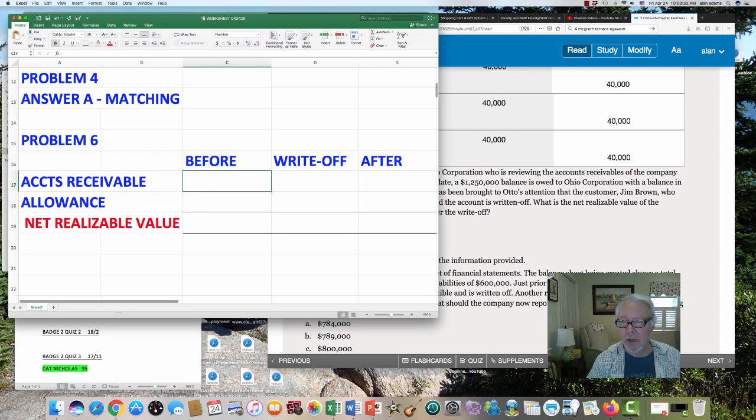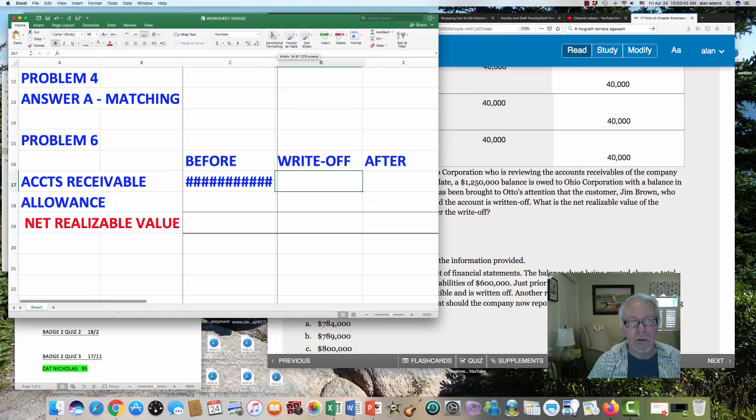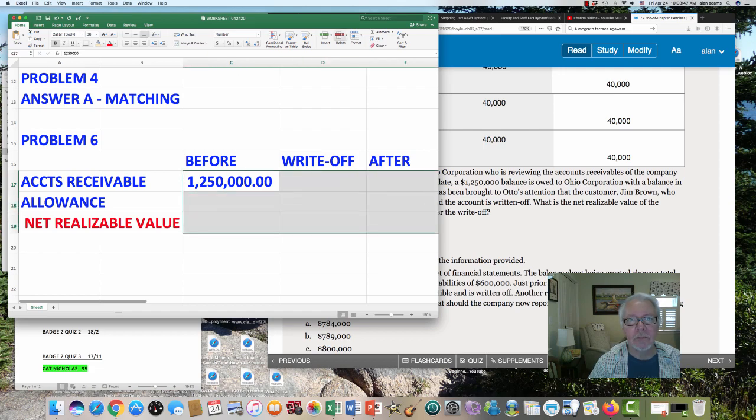All right, now let's look back. We had $1,250,000 before, and I did run out of space there. Hold on. There it is. I don't need pennies, so let's get rid of those.